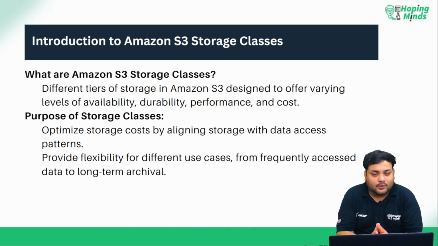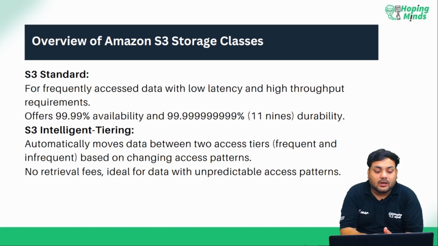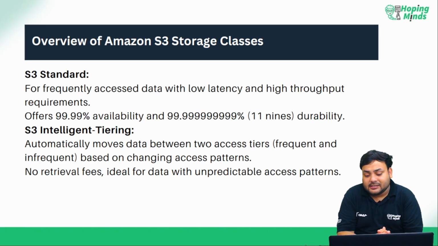So these are known as the different levels of Amazon S3 storage classes. I have already told you the purpose: optimizing storage cost by aligning storage with the data access pattern, and providing flexibility for different use cases, from frequently accessed data to long-term archival. If you need something for long-term archival, we have different types of S3 storage classes. First, we have S3 Standard, which we used in the last session.